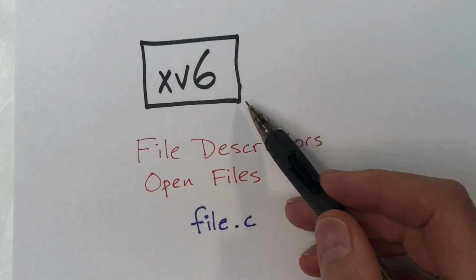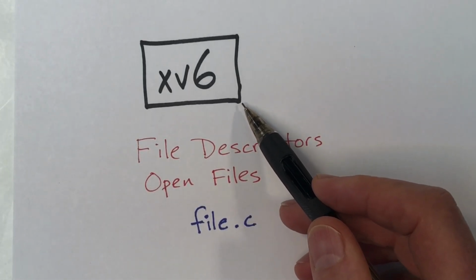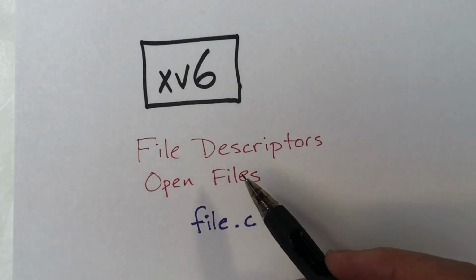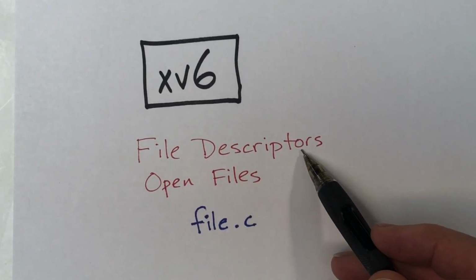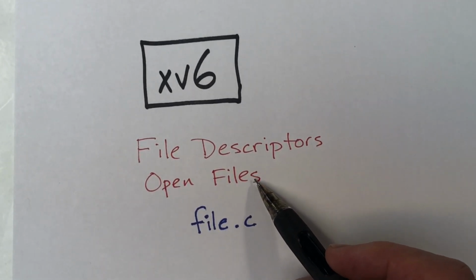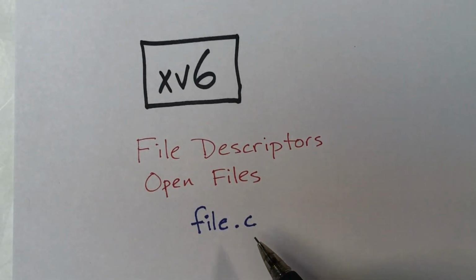This video is part of a series on the xv6 operating system kernel. In this video, I'll be talking about file descriptors and open files, and I'll be going over the code in the file called file.c.